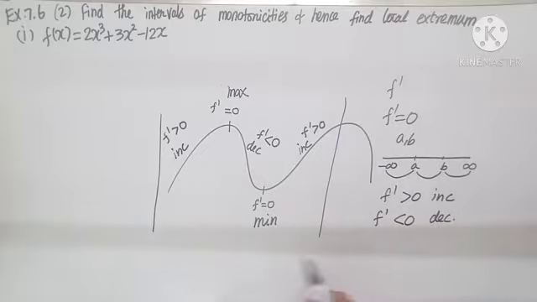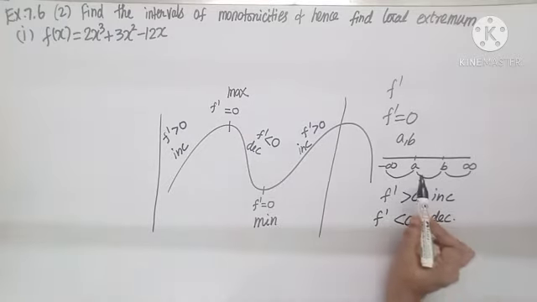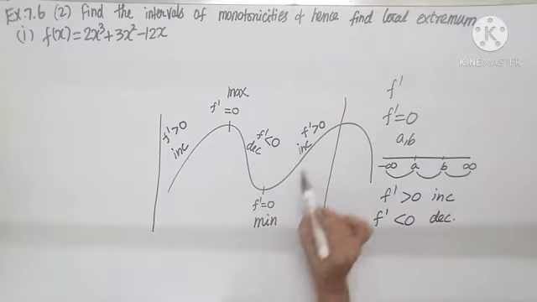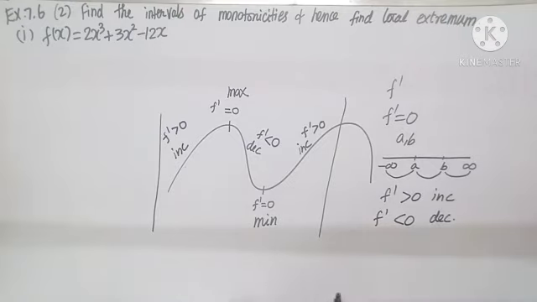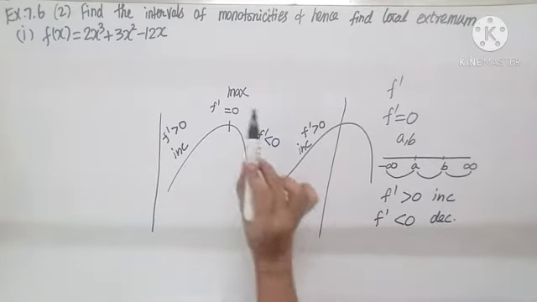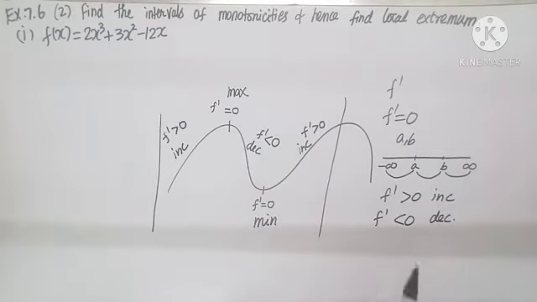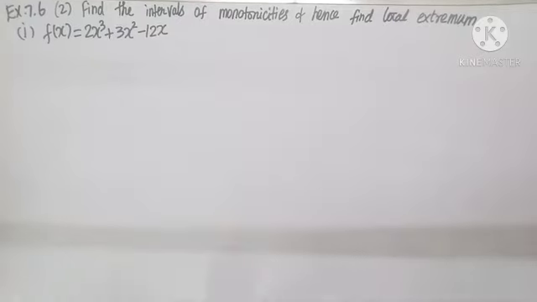Then if it is increasing to decreasing, I will call the point a maximum, and decreasing to increasing, I will call the point a minimum. Depending on the question and depending on the trend, the monotonicity, decide which point is maximum and which point is minimum.